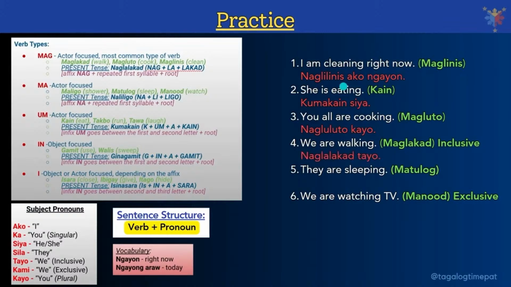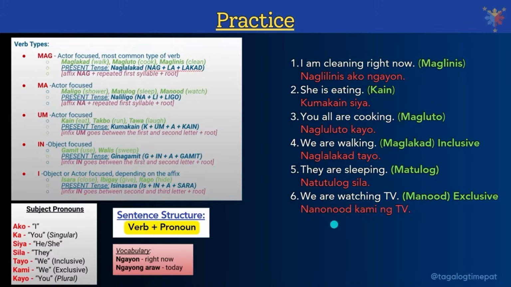Number 4, we are walking. Naglalakad tayo. So remember, inclusive means everyone is doing the action. Tayo is the inclusive form of we. Number 5, they are sleeping. Natutulog sila.